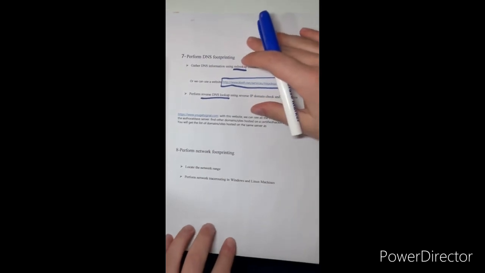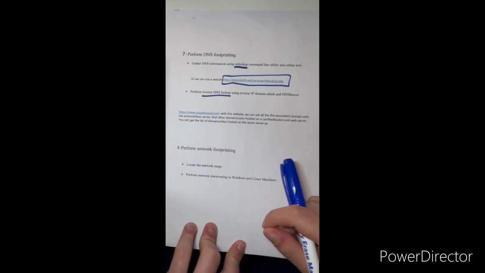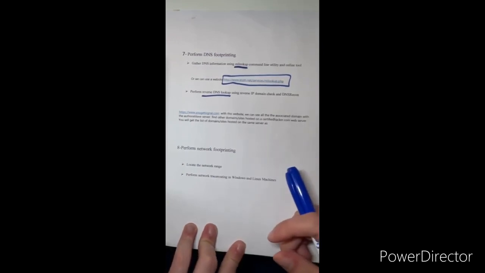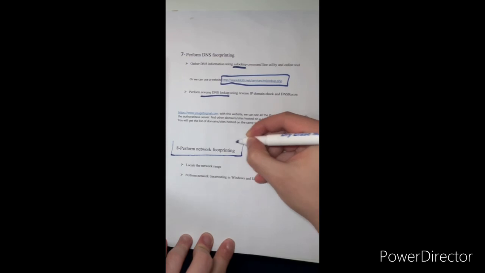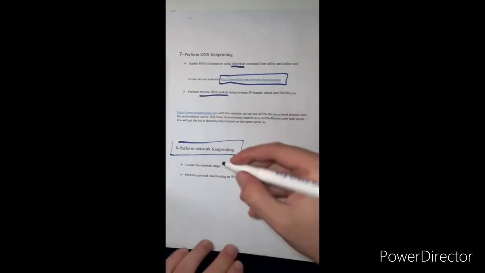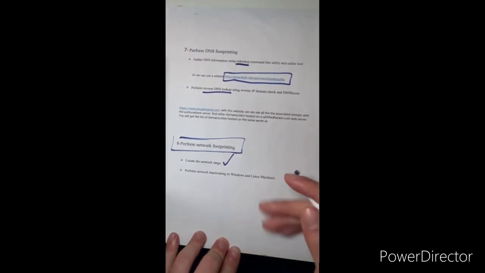Network footprinting is the process of accumulating data regarding a specific network environment, and also it enables ethical hackers to draw a network diagram and analyze the target network in more detail to perform advanced attacks. That's the main aim of using network footprinting. In the first part we'll be locating the network range, and I will show you how to play around with the traceroute command in Windows and Linux machines.